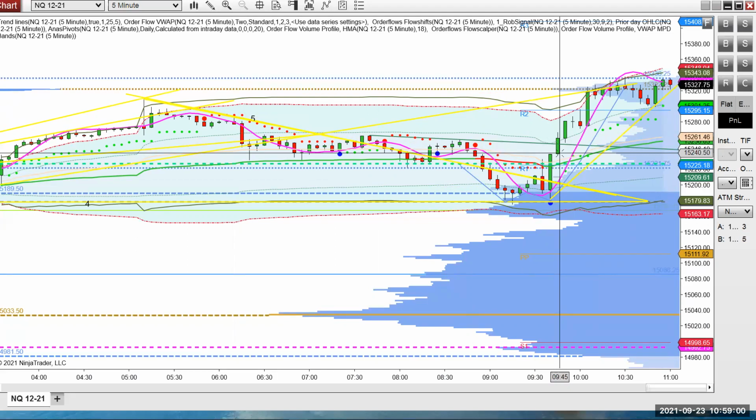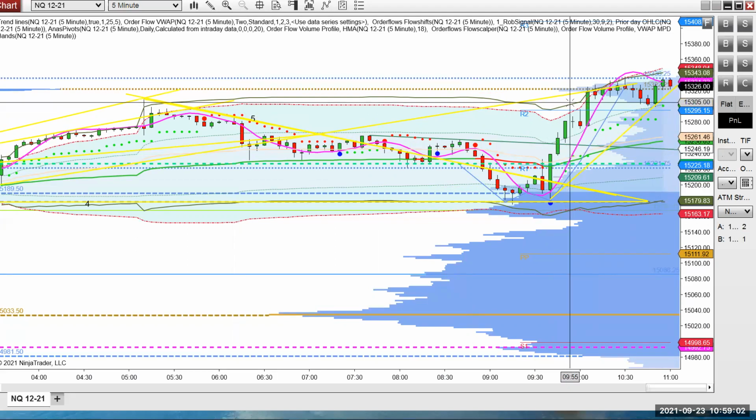And I would have been targeting the R2 level and the overnight high. So hopefully you get this kind of idea as far as the trend lines.